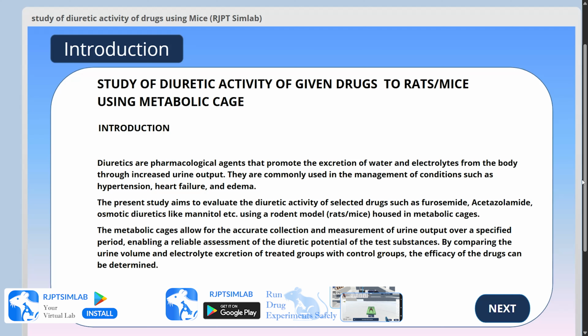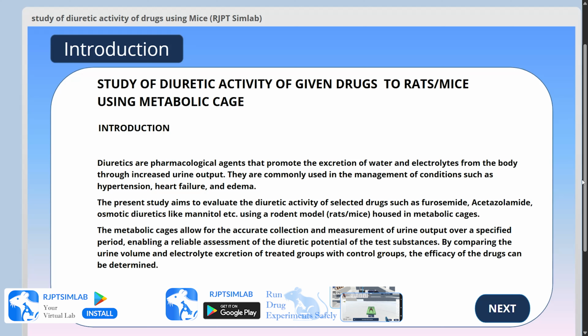The above paragraph explains that diuretics are pharmacological drugs that promote the excretion of water, which means removal of water and electrolytes from the body through increased urine output. They are commonly used in the management of diseases such as hypertension, which means high BP, heart failure, and edema. Edema is the swelling of the organs, the accumulation of water in the body.